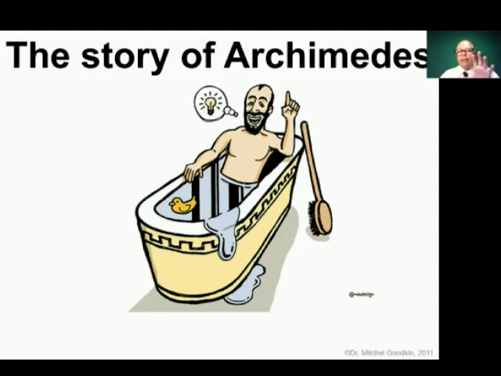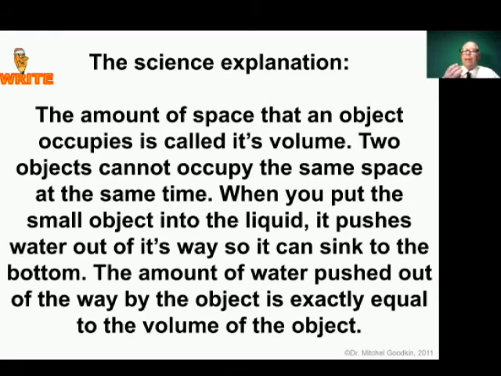So let's take a look at this in more detail. The amount of space that an object occupies is called its volume, right? So the amount of space that an object has is its volume. Two objects cannot be in the same space at the same time. So when you put the small object into the liquid, it pushes water out of its way so it can sink to the bottom. The amount of water pushed out of the way by the object is exactly equal to the volume of the object. That's how water displacement works.